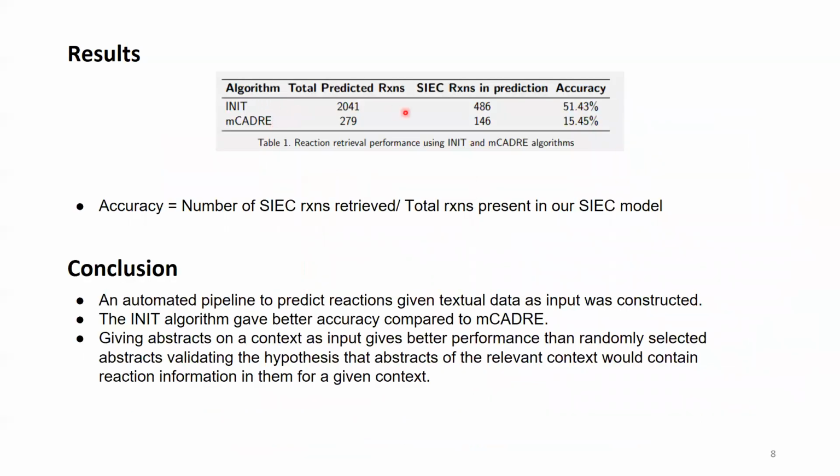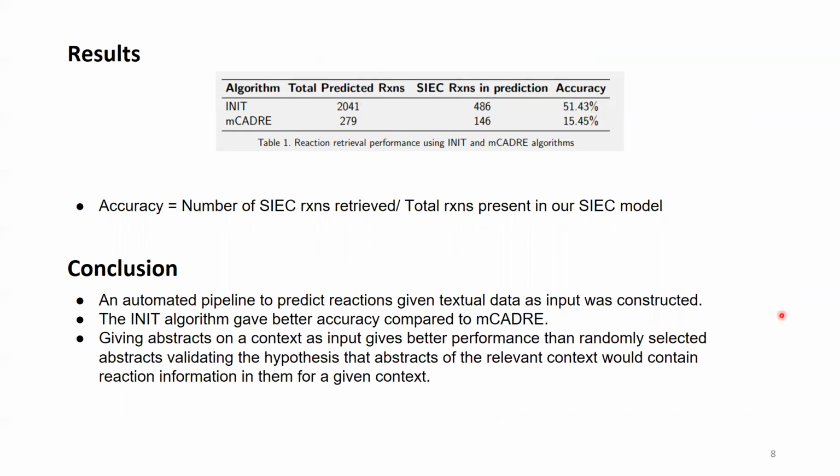As you can see here, when we used the INIT algorithm as the model extraction method, we predicted around 2041 reactions pertaining to small intestine enterocytes. Out of these, around 486 mapped with the original context-specific model for the small intestine enterocytes, and our accuracy is around 51.43%. When we use the MCADRE algorithm, our predicted reactions are actually quite lower, and it predicted only 146 reactions, giving an accuracy of 15.45%.